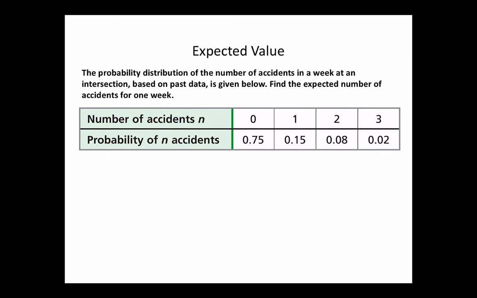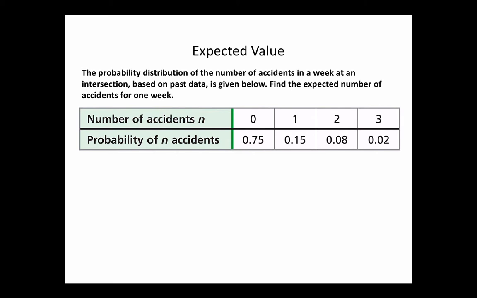The probability distribution for the number of accidents in a week at an intersection, based on past data, is given below. Find the expected number of accidents for 1 week. So looking at those probabilities, those are effectively percents. So effectively 75% of the weeks there were 0 accidents, 15% of the weeks there was 1 accident, 8% of the weeks 2 accidents, and then 2% of the weeks had 3 accidents.